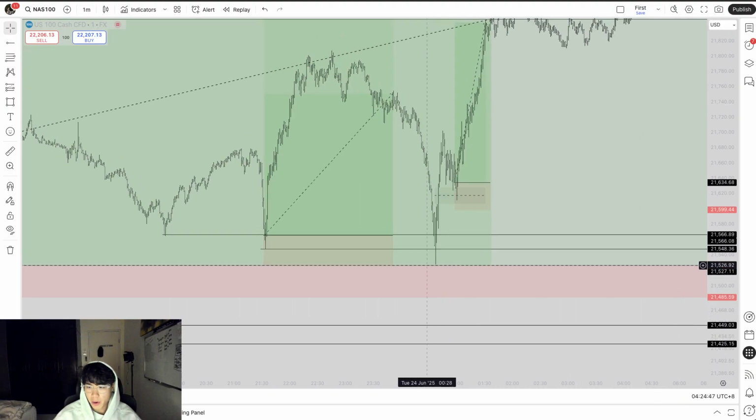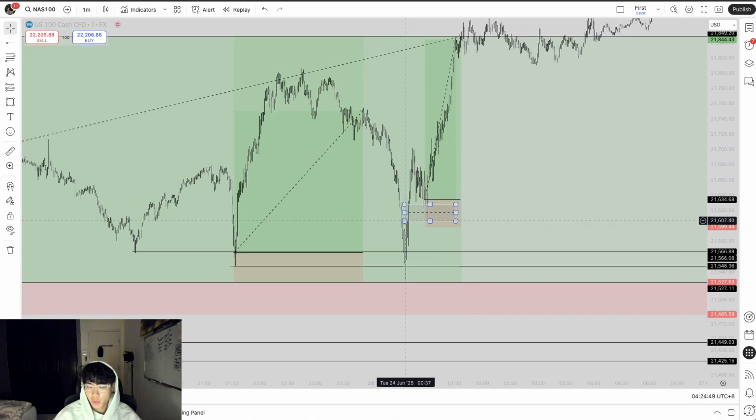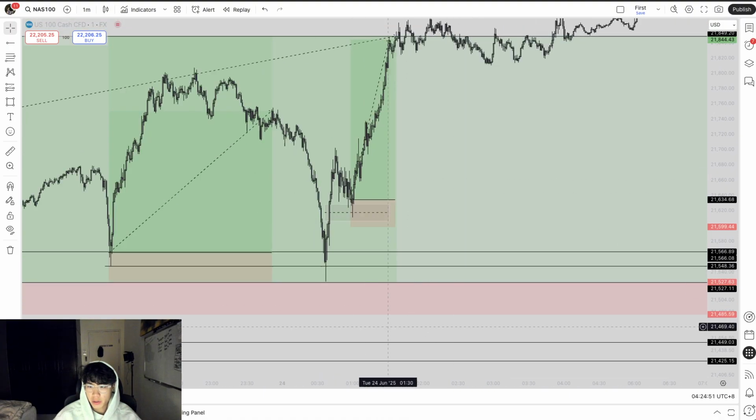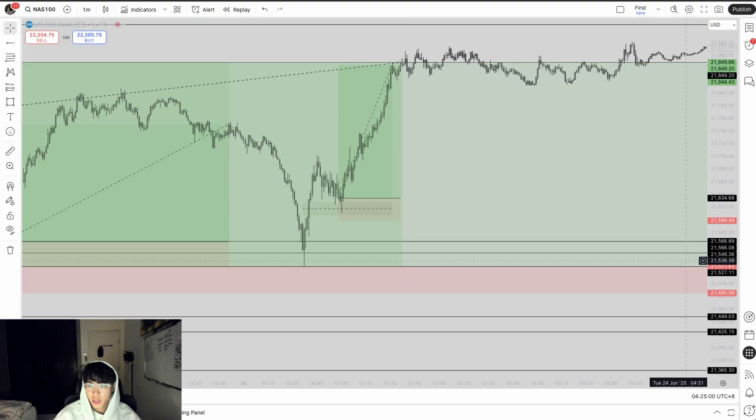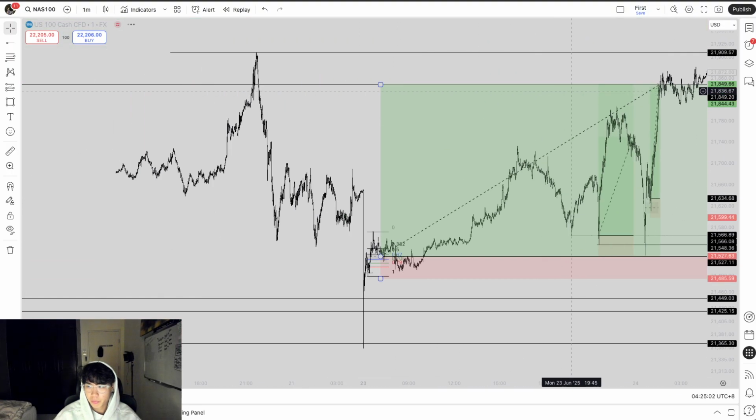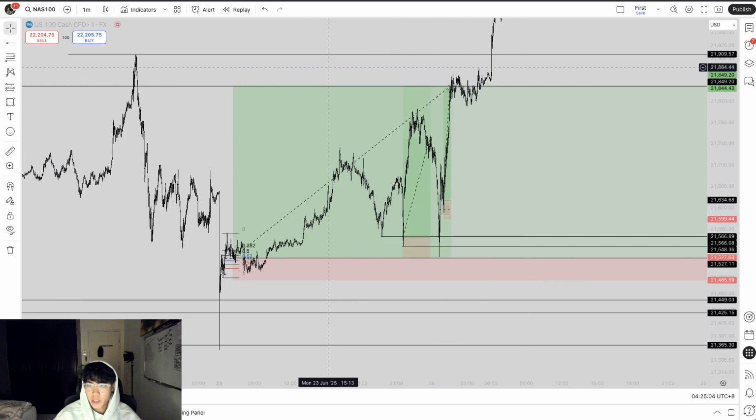So yeah, price came down here. We saw a push back up. I entered off another one because we saw a strong rejection of this. Price came down, retested this fair value gap, I entered off that rejection, and targeted the same highs. So that's pretty much it.